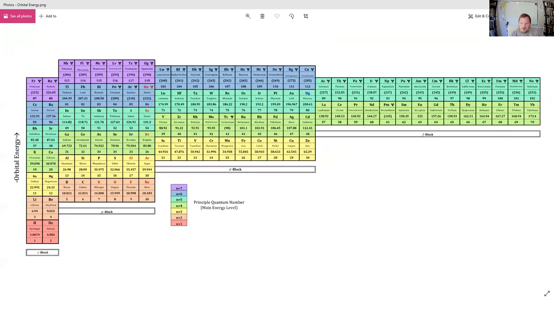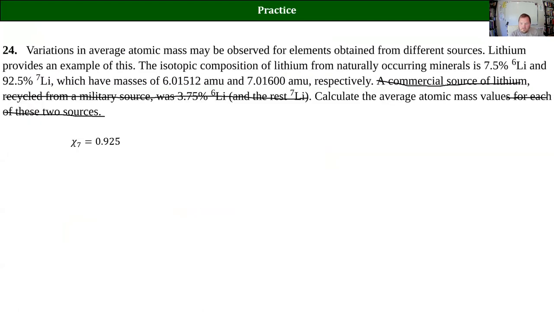Oops, that's not what I meant to do. The percent abundance of lithium 6 is therefore 0.075. And then we have the masses, the mass of lithium 6 and lithium 7. We're going to put those in here too.